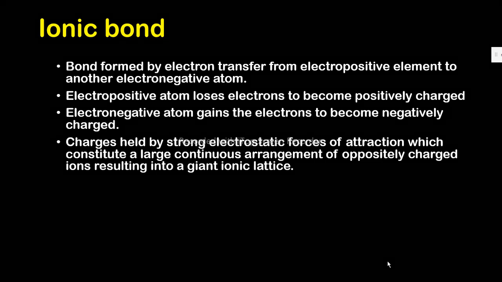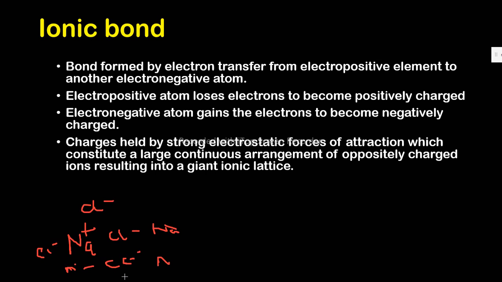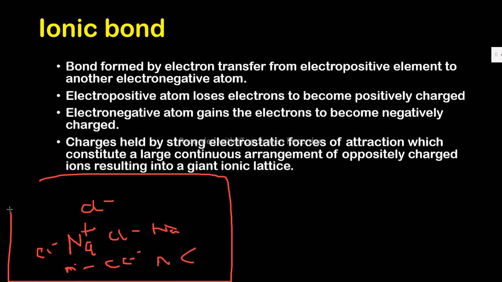Because of this, these positively charged ions will be surrounded by negatively charged ions, and even these negatively charged ions will be surrounded by positive ones. In this interaction, the ions will be arranged to form a crystal lattice, which is giant.